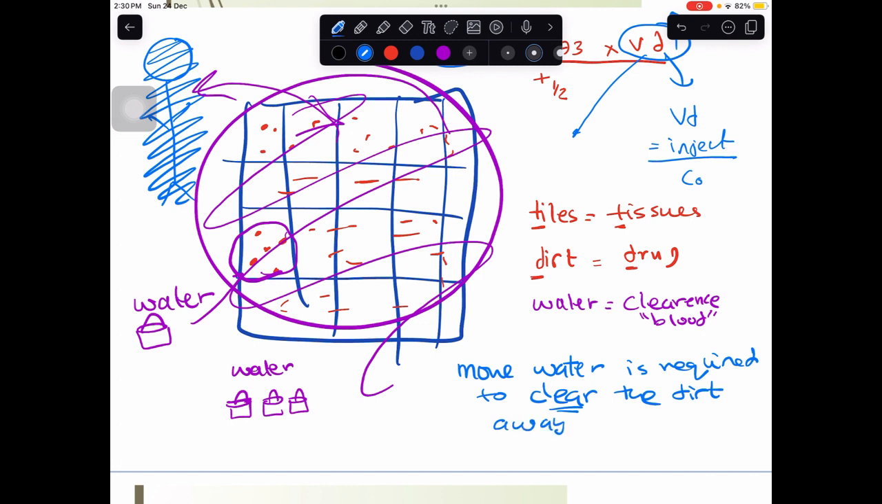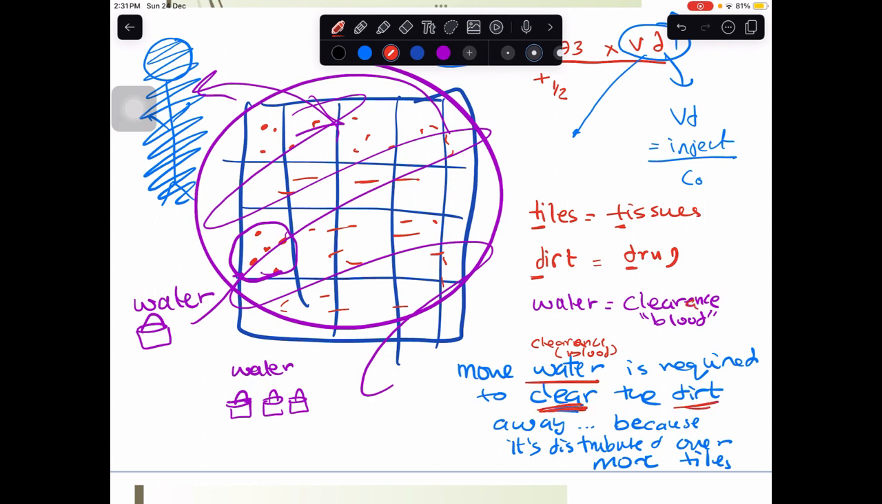Why? Because it's distributed, let's say, over more tiles. Now let's decode it together. More water means more clearance, or blood, right? It is required to clear the dirt. What was the dirt? The drug. Away, because it's distributed over more tissues.